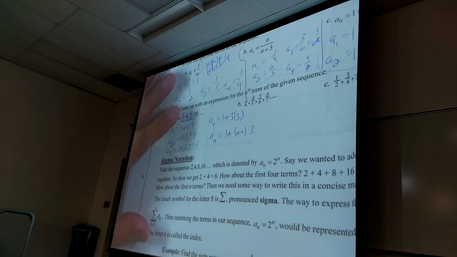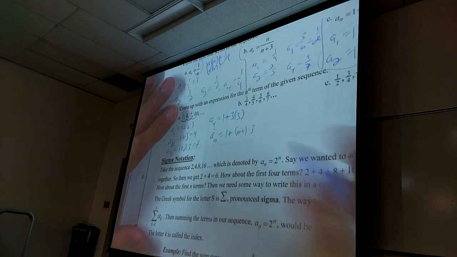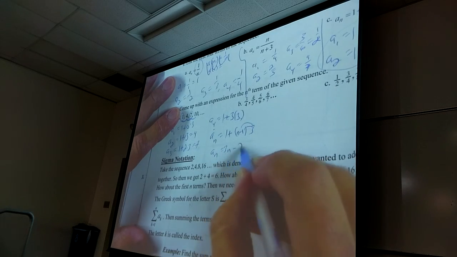Stay with me. This is just the first of 2 ways I'm going to show you. You might like the second way better. Personally, I like the second way better. So this becomes 3n minus 3 plus 1 is 3n minus 2.